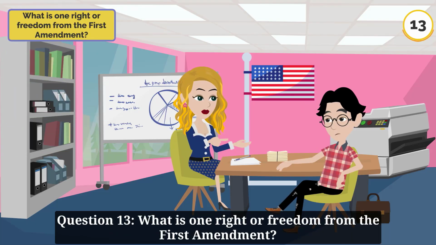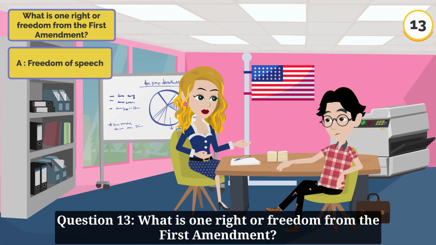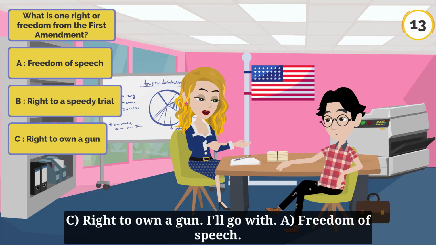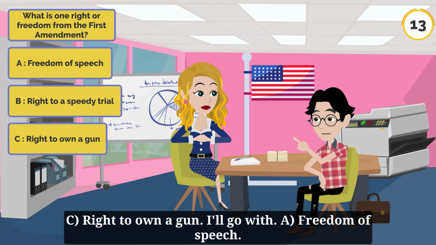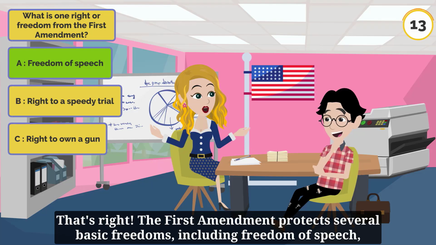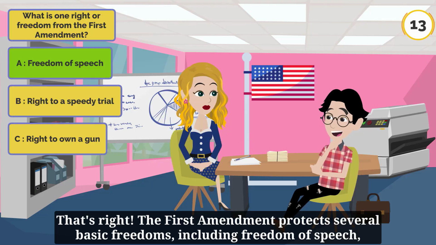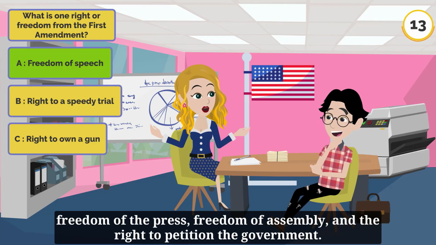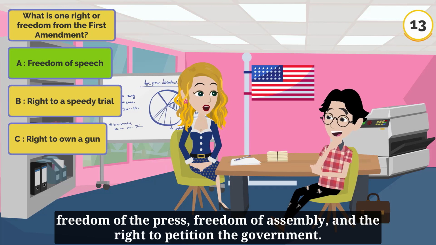Question 13. What is 1 right or freedom from the First Amendment? A. Freedom of speech. B. Right to a speedy trial. C. Right to own a gun. I'll go with A. Freedom of speech. That's right. The First Amendment protects several basic freedoms, including freedom of speech, freedom of the press, freedom of assembly, and the right to petition the government.